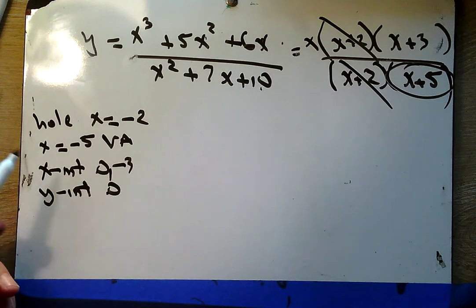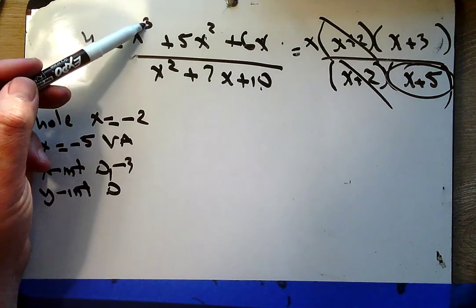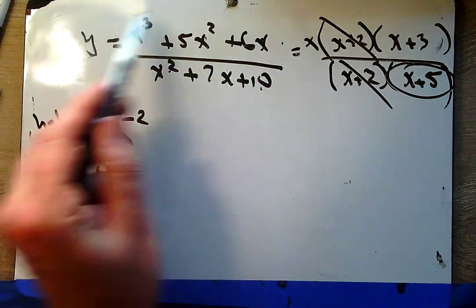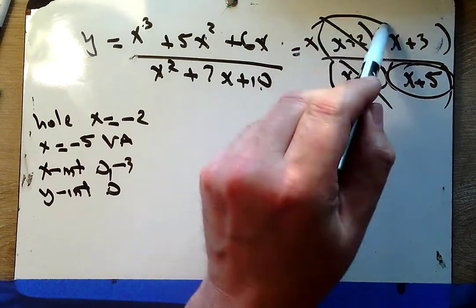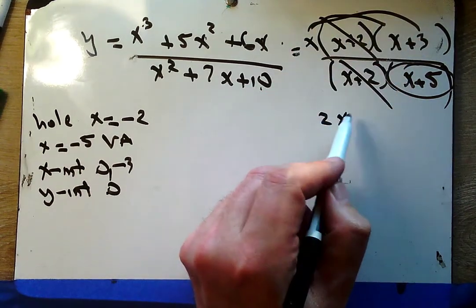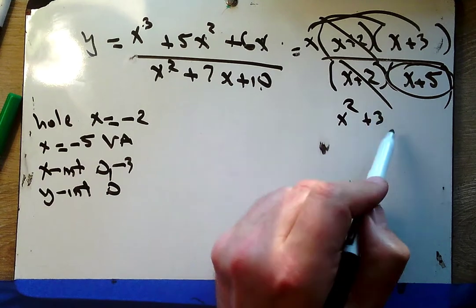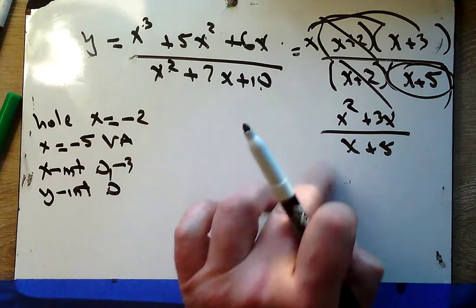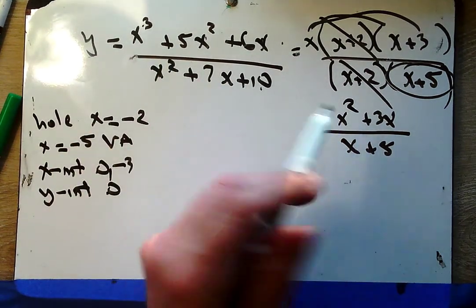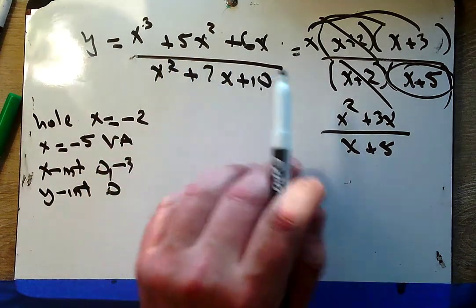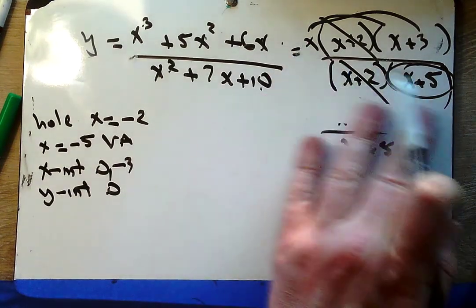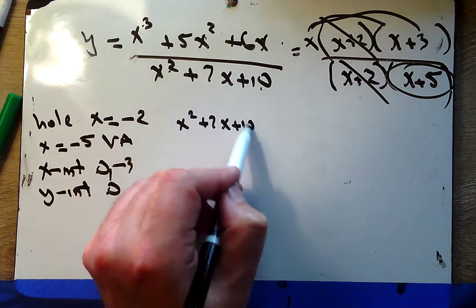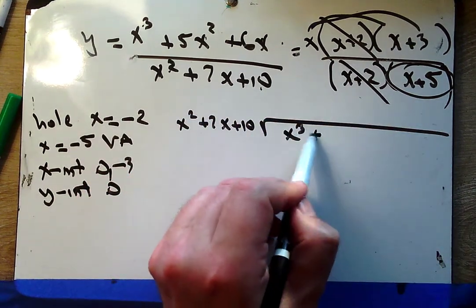And finally, what about my horizontal asymptote? Well, look, this degree is bigger than this degree. So I'm going to have to divide this into this, or I could take x squared plus 3x and divide by x plus 5. I could also do it over here. Which would you prefer? I kind of want to do that, but I bet you want me to do that one because you're not going to do this, are you? So much easier.